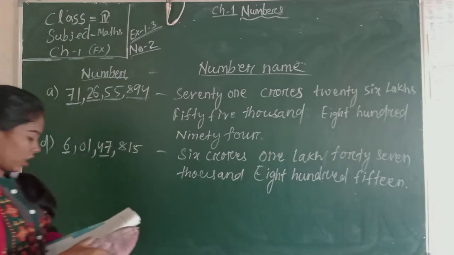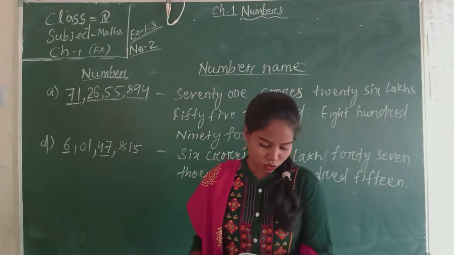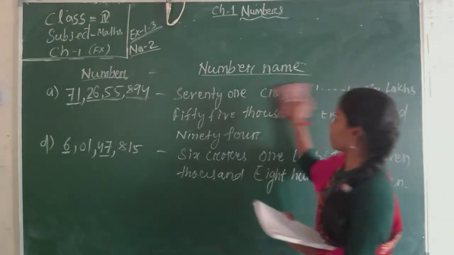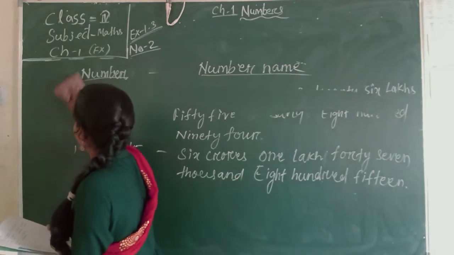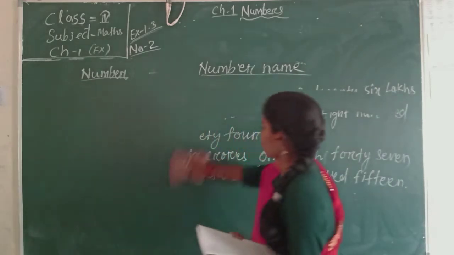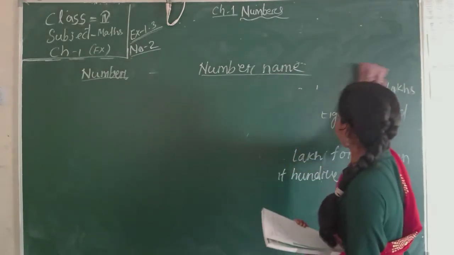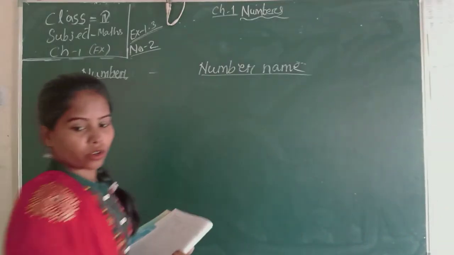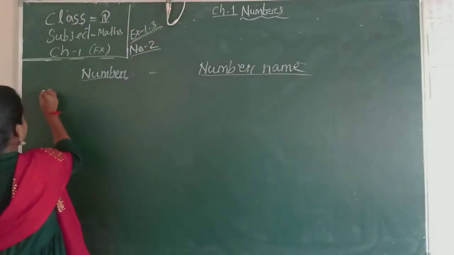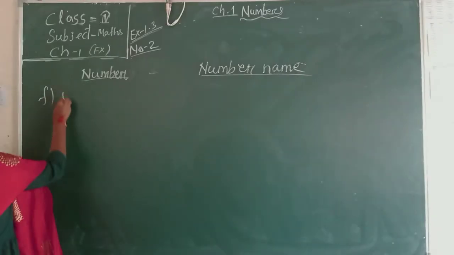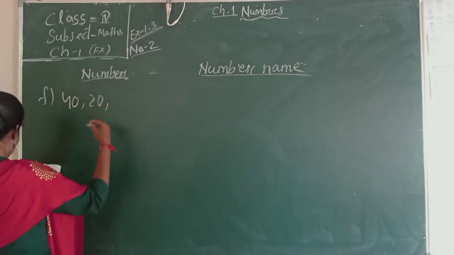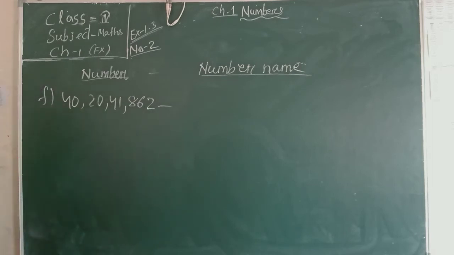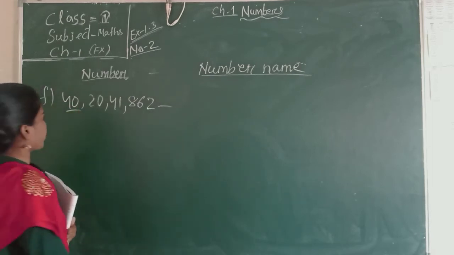Next, the C number is also very easy. Do it by yourself. E number also. Next, come to the F number. Okay. F number is 40, 20, 41, 862. Now here in your crore period there is 40.